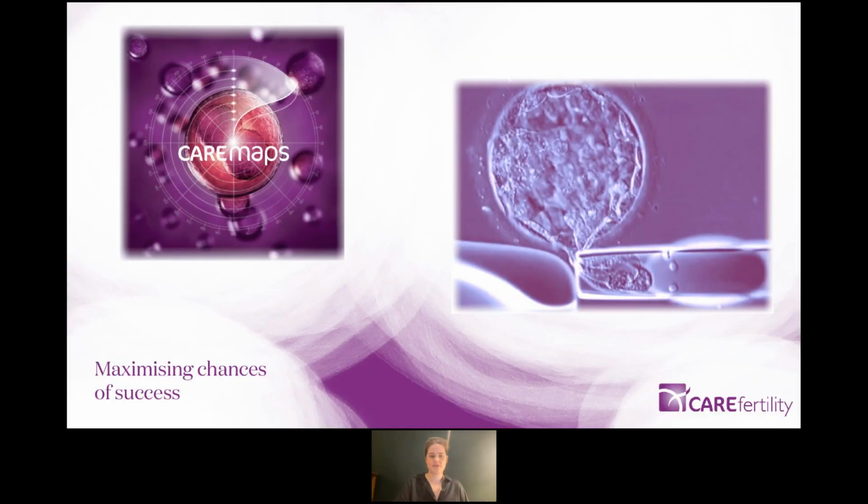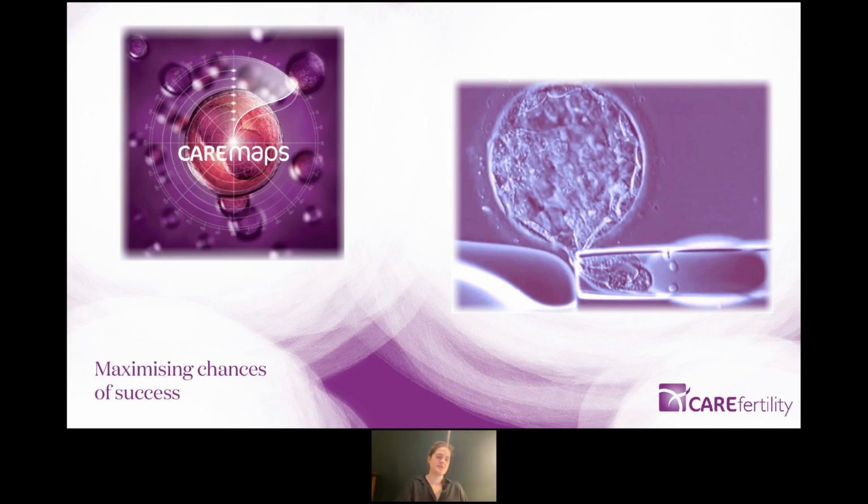So here on this slide, you can see just a logo for Care Maps on the left, which is what I've just mentioned, and that's a process that we use in the lab to better select the embryos out of the ones that we have for you. So it uses a very high-tech bit of software which tells us what the chances of an embryo creating a baby. And this means that we can give you the percentage chance of an embryo creating a baby out of the group, and make sure that we choose the embryo for you first of all.